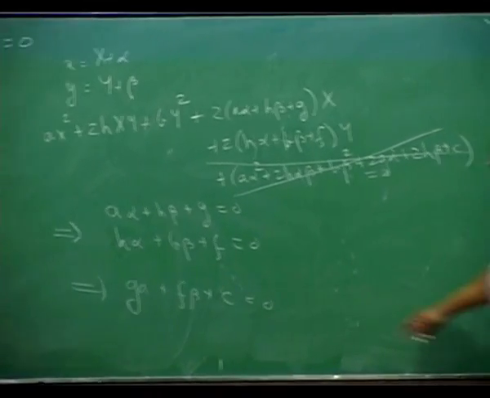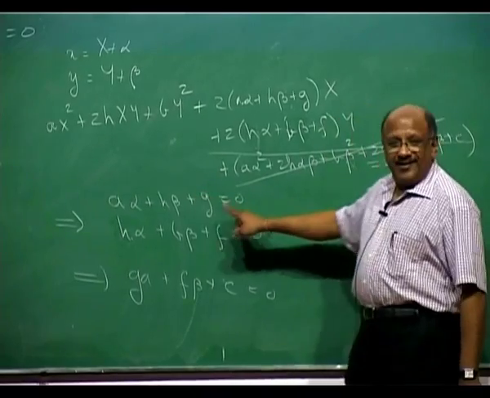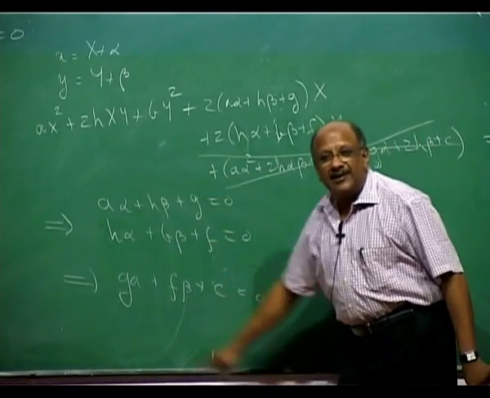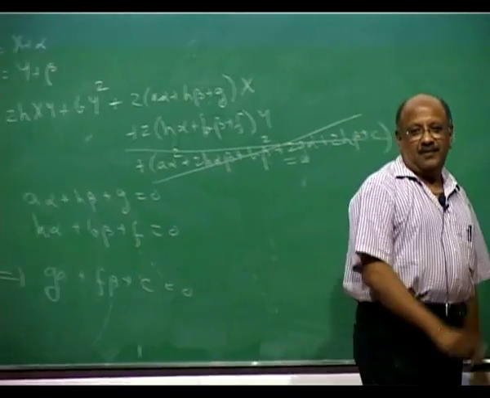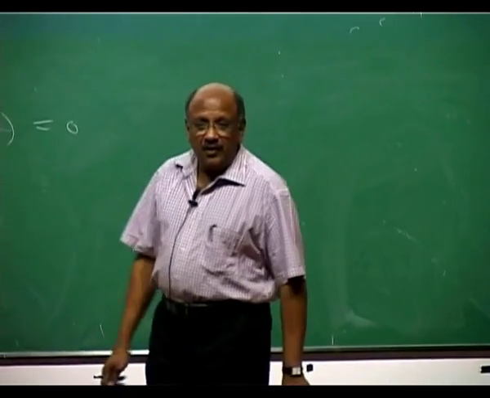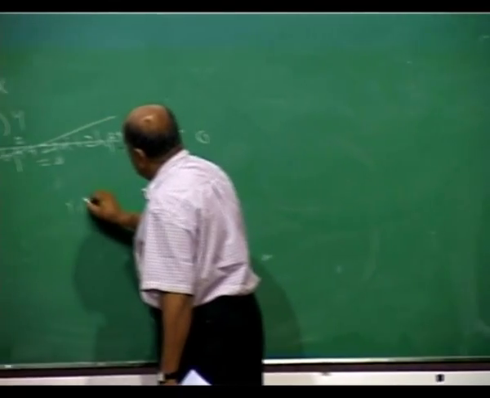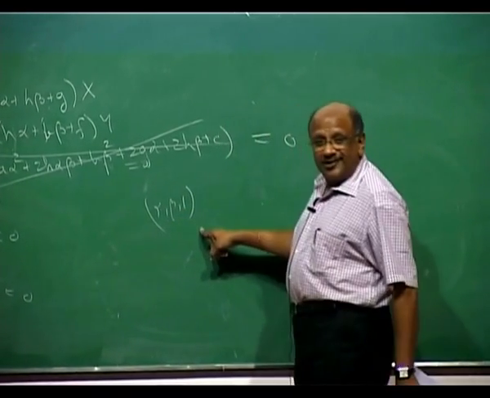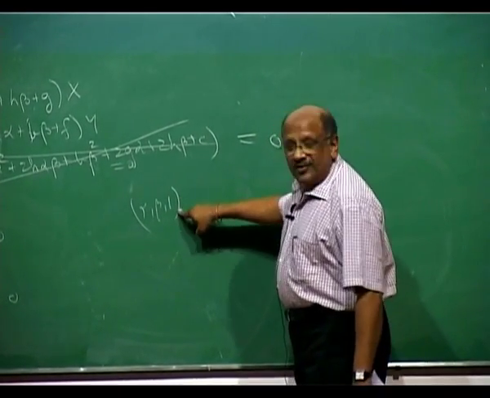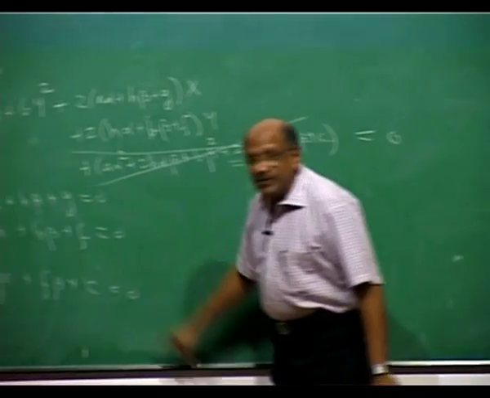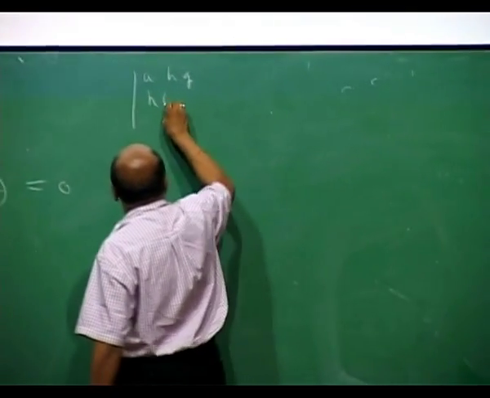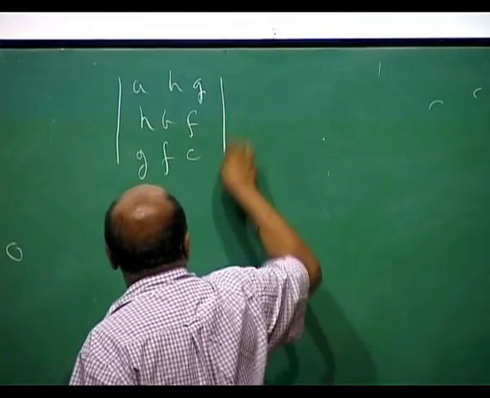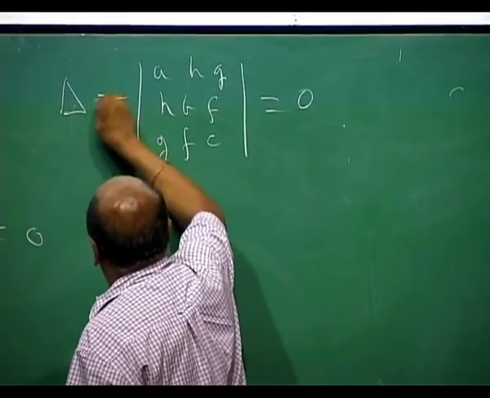So what does this mean? That alpha, beta, 1 is a solution for these three simultaneous homogeneous equations. That means the determinant must be 0. So alpha, beta and 1 is a non-trivial solution, whatever may be alpha, beta, 1 is always there. So this solves this homogeneous system, and that is possible only if the determinant with rows a, h, g; h, b, f; g, f, c equals 0. Let us call this delta because we are going to talk a lot about this.